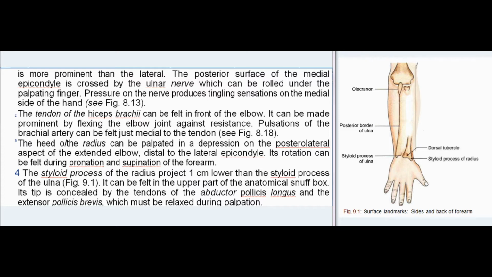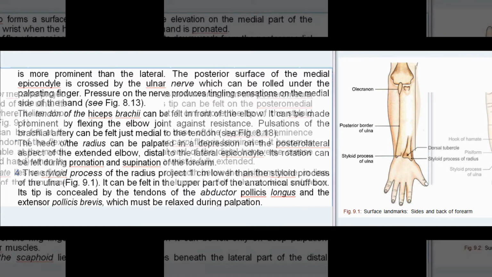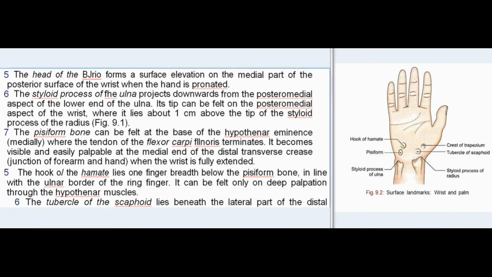Its tip is concealed by the tendons of the abductor pollicis longus and the extensor pollicis brevis, which must be relaxed during palpation. 5. The head of the ulna forms a surface elevation on the medial part of the posterior surface of the wrist when the hand is pronated. 6. The styloid process of the ulna projects downwards from the posteromedial aspect of the lower end of the ulna. Its tip can be felt on the posteromedial aspect of the wrist, where it lies about 1 cm above the tip of the styloid process of the radius, Fig 9.1.